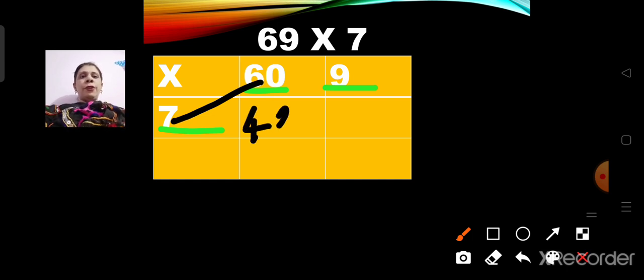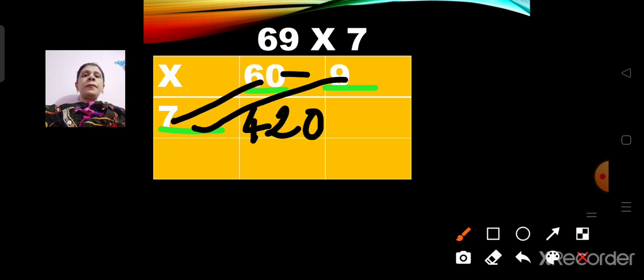Now I will write here 42. And how many 0 in 60? 1 0, that I will write next to 42. That means when I multiply 60 into 7, I get my answer 420. Now I will multiply 9 7s. 9 1s are 9, 9 2s are 18, 9 3s are 27, 9 4s are 36, 9 5s are 45, 9 6s are 54, 9 7s are 63. So I will write here 63.